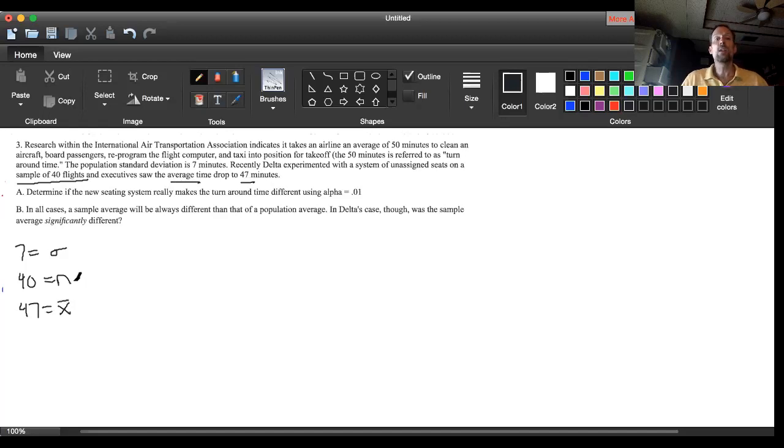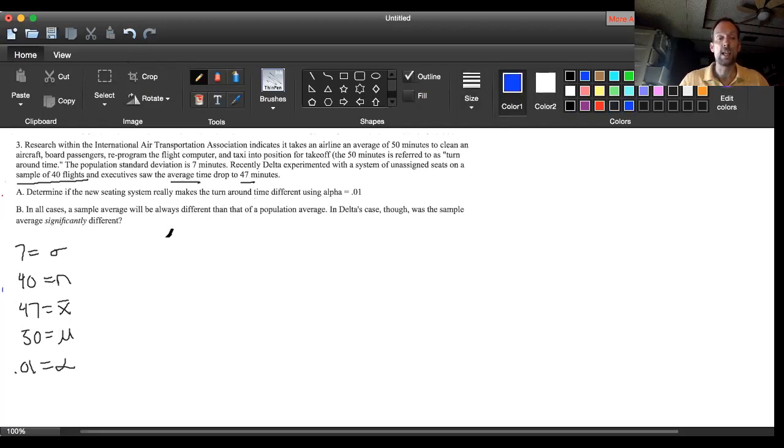Okay, the only other average they gave me in the question was a 50. And since the 50 is, of course, not mentioned in the context of the sample, that tells me that 50 must be my population average mu. And in the last part of the question, they asked me to use alpha of 0.01. So I'm going to write in 0.01 as my alpha level. And now I have enough information, I can start doing my hypothesis test.